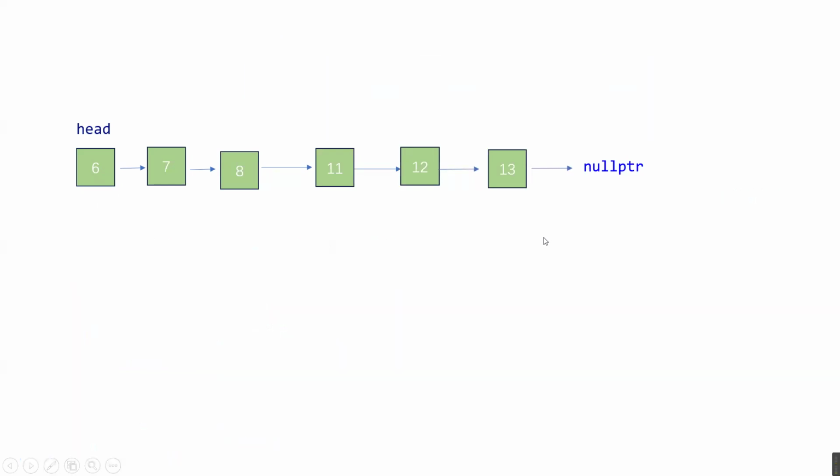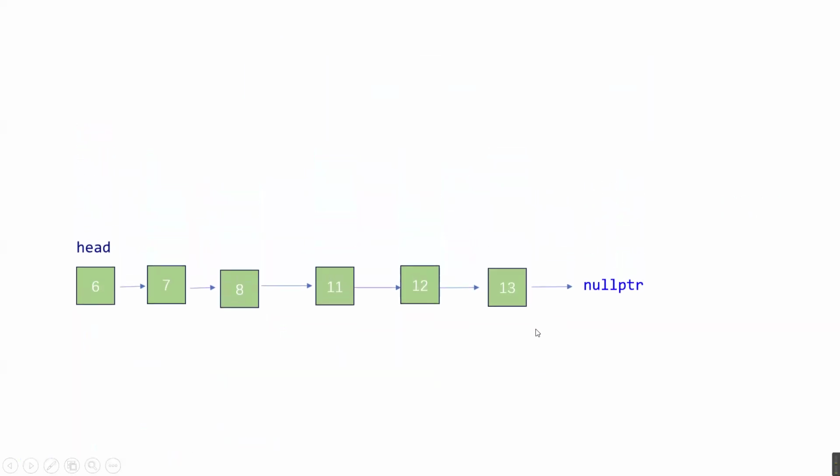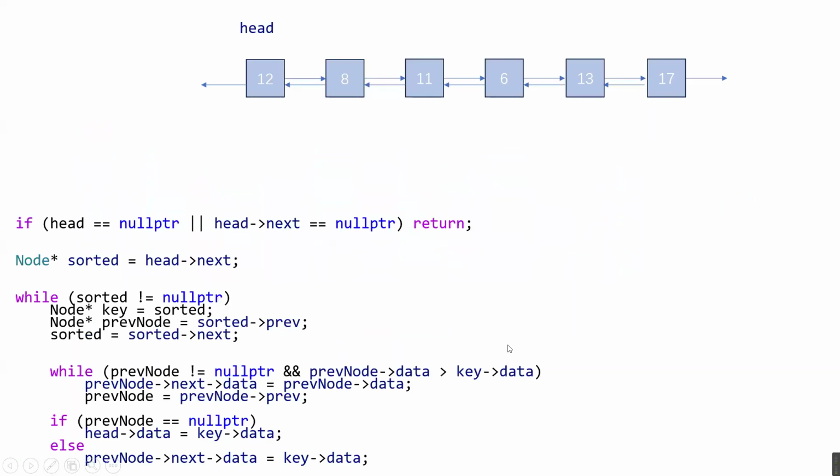So next we will talk about how to use the doubly linked list to achieve the insertion sort. First, we need to check whether the sequence is not empty and has at least 2 elements. Because if the head next is a null pointer, that means the sequence only has 1 element, right?